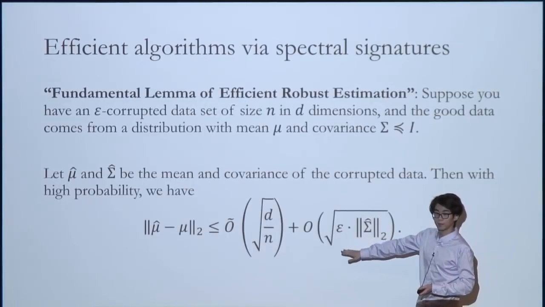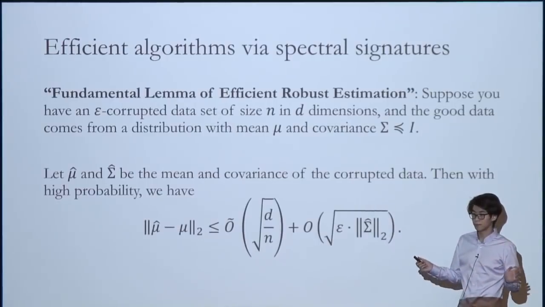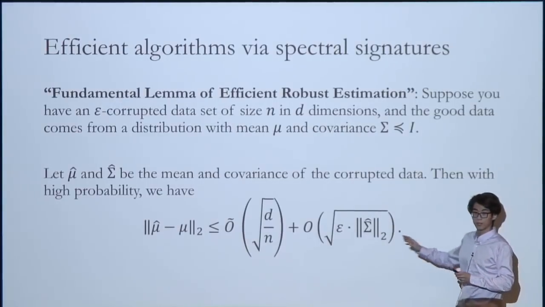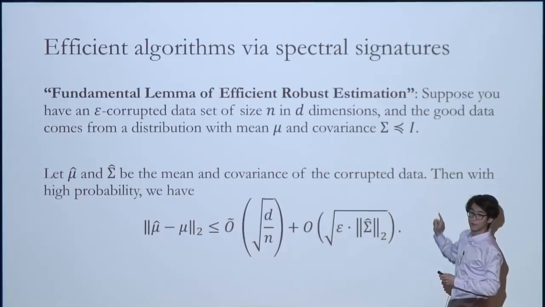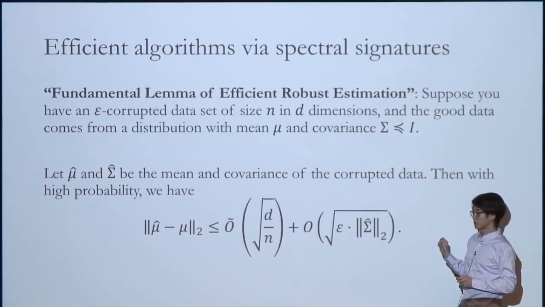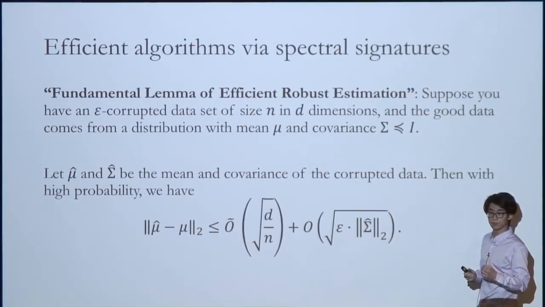So this term is about root epsilon. Okay, in that case. And it turns out that no algorithm, information theoretically, can ever do better than root epsilon if all I'm assuming is that I have bounded covariance of my original distribution. So root epsilon is sort of the gold standard.